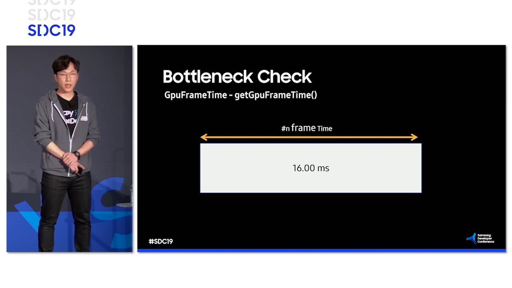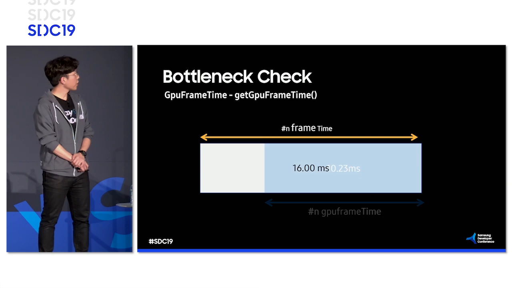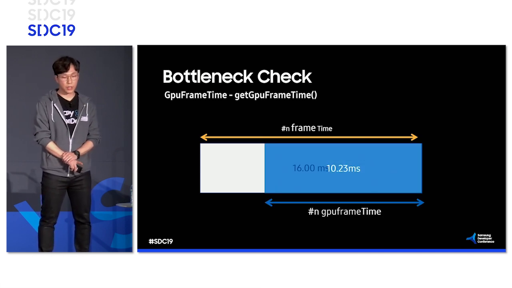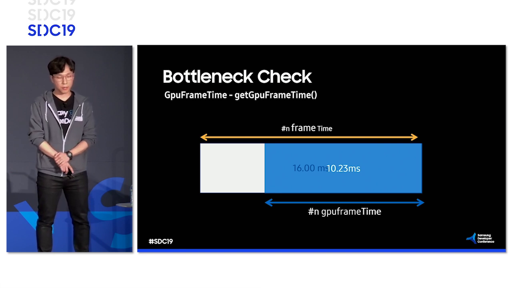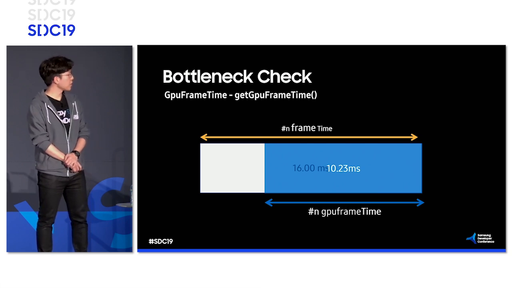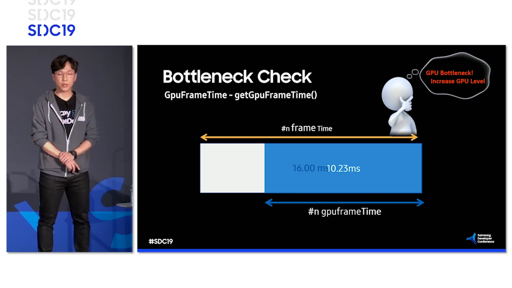With GameSDK, you can predict the bottleneck point. You can get n frames of GPU frame time using the get GPU frame time API. Using GPU frame time, you can predict the bottleneck point. So in this case, you can predict a GPU bottleneck, so you just increase the GPU level.